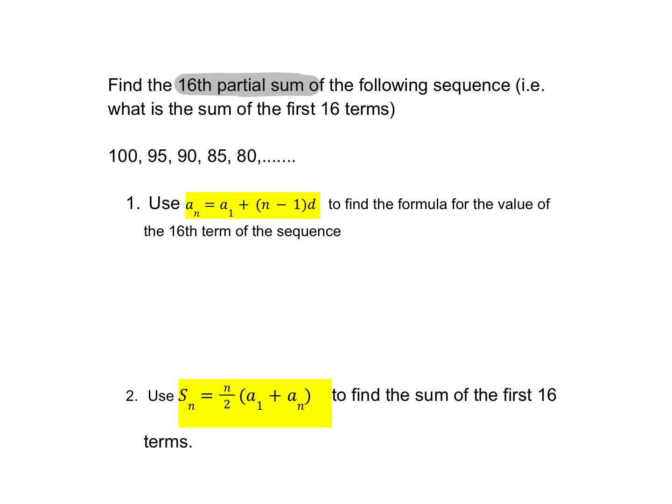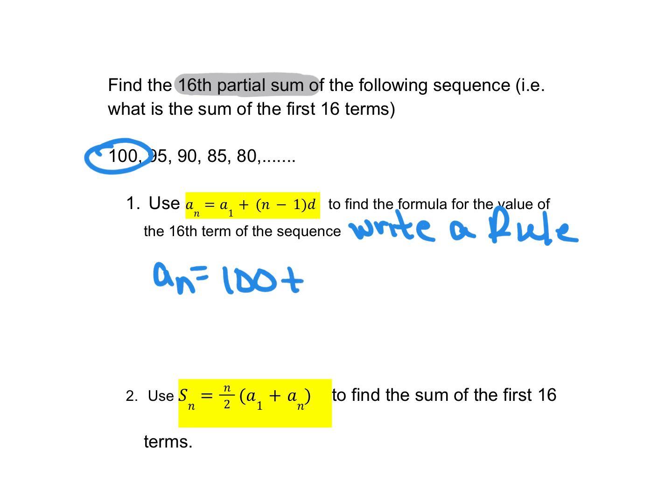So in order to do that, we're going to use the information that we have to write a rule, so we can find any term that we want. We're going to use our formula. We're going to have a sub n equals a sub 1, well, our first term is 100, plus n minus 1 times our common difference. It's going down, so our a sub 1 was 100. Our difference, it's going down by 5, so that's going to be negative 5.